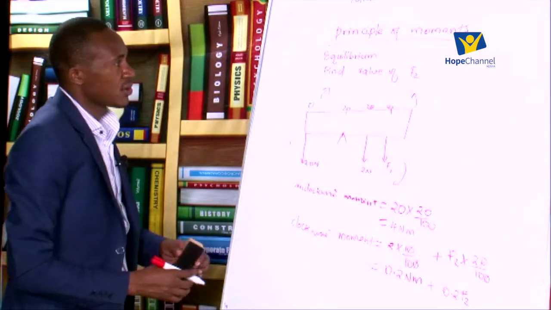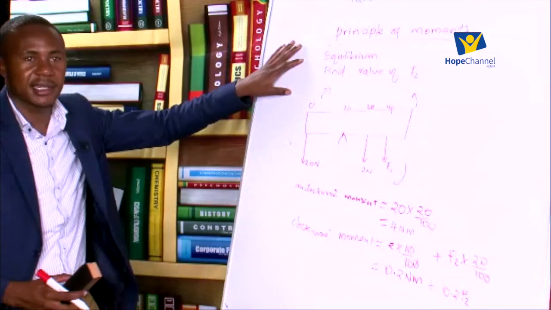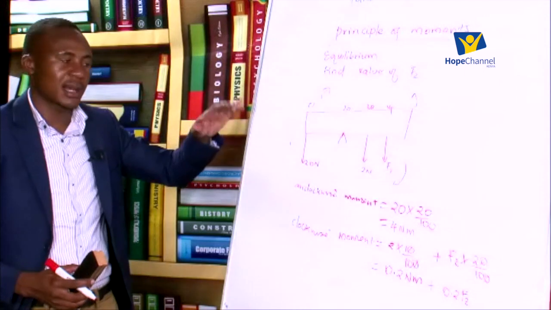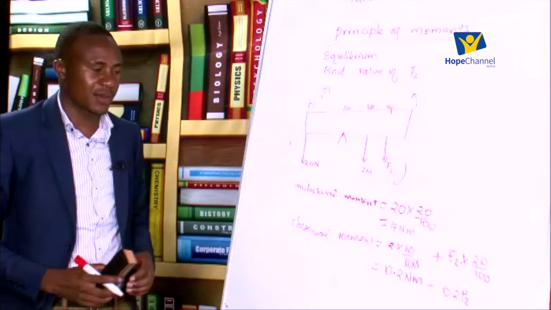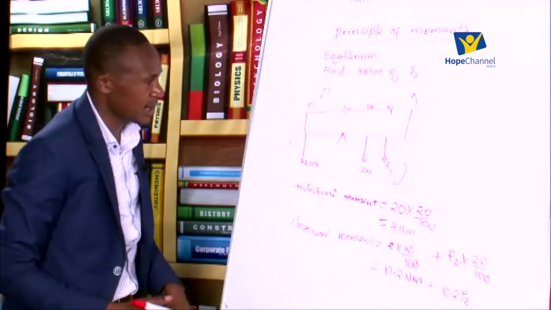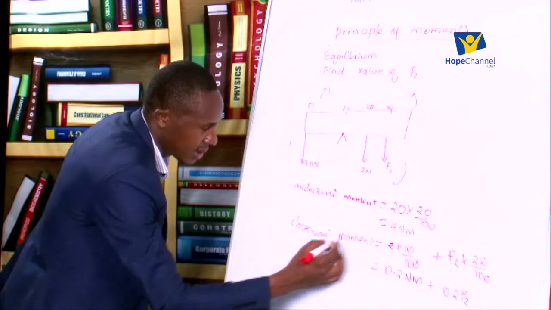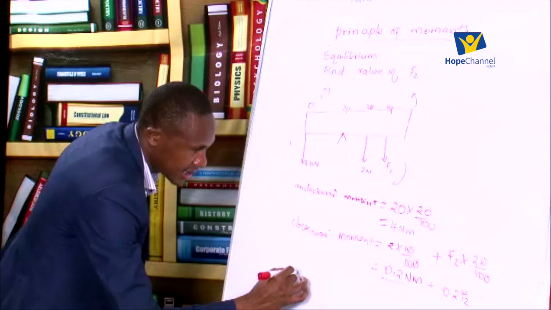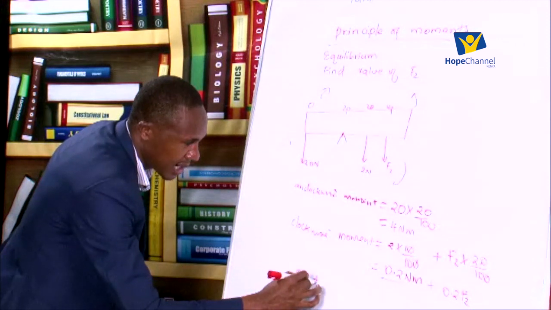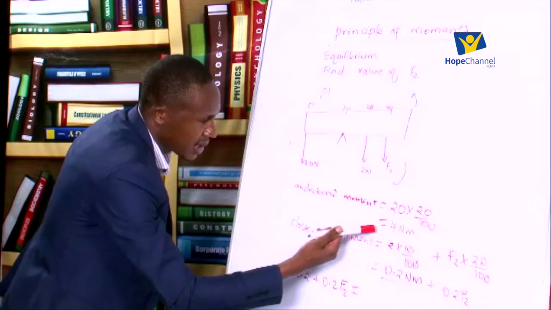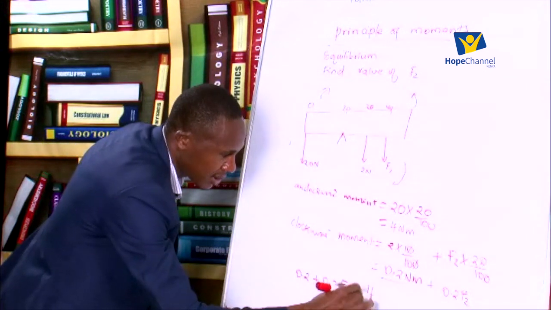We now go back to the principle of moments. We say that for a system which is in equilibrium under action of a number of forces, the sum of clockwise moments about a point will be equal to the sum of anti-clockwise moments about the same point. So we shall equate the clockwise moments, which is 0.2 plus 0.2 F2, is equal to the anti-clockwise moments, which is only 4, so equal to 4.